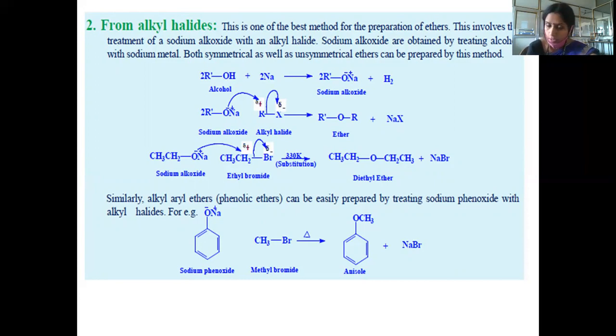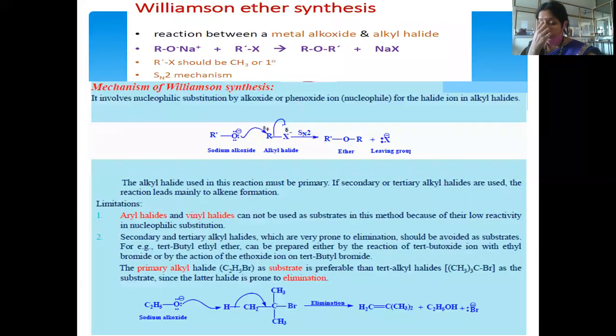Similar to the aliphatic member, an aryl derivative is also formed. So if we use sodium phenoxide and react it with methyl bromide, then we get anisole. This reaction is named Williamson ether synthesis. So if you have to remember Williamson ether synthesis, it is basically the reaction of the metal alkoxide RONa with alkyl halide RX, and the product is ROR or ROR dash, which is ether.